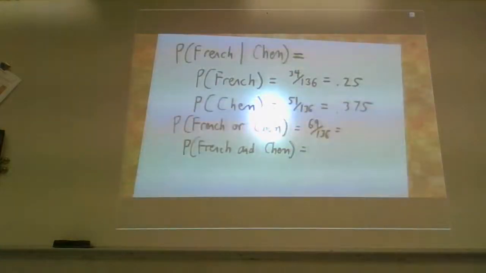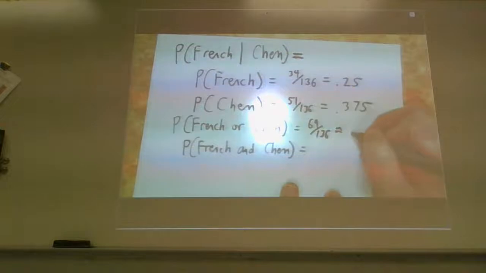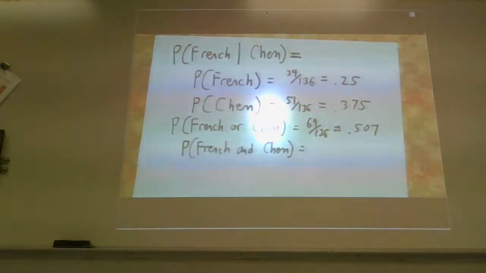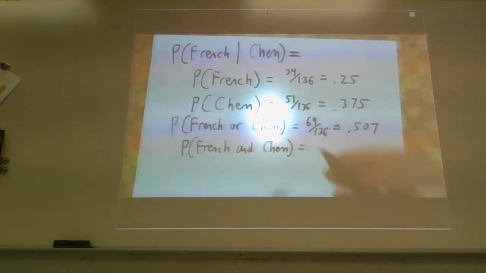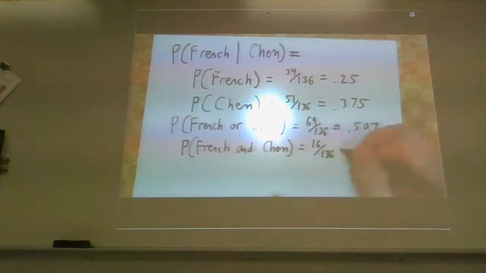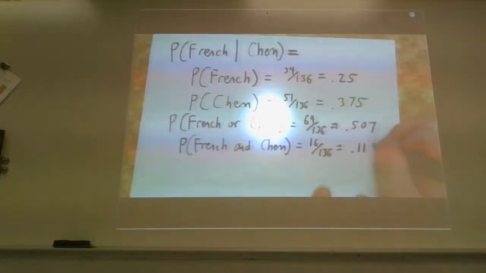Japan. 69 divided by 136. Boom. Which gives you approximately 0.507. Coincidentally, we've already figured out the bottom calculation. The bottom calculation was 16 out of 136 because of those 16 students who take both, which in this case is 0.118 it rounds up to.